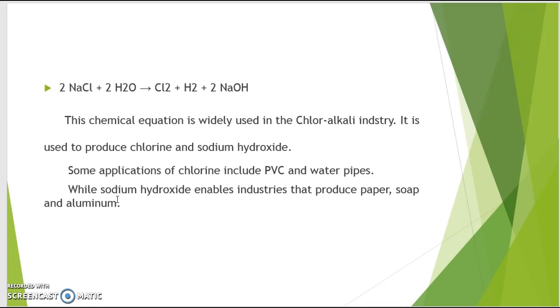We use sodium chloride to react with water to get chlorine, hydrogen, and sodium hydroxide. Some applications of chlorine include PVC and water pipes, while sodium hydroxide enables industries that produce paper, soap, and aluminum.